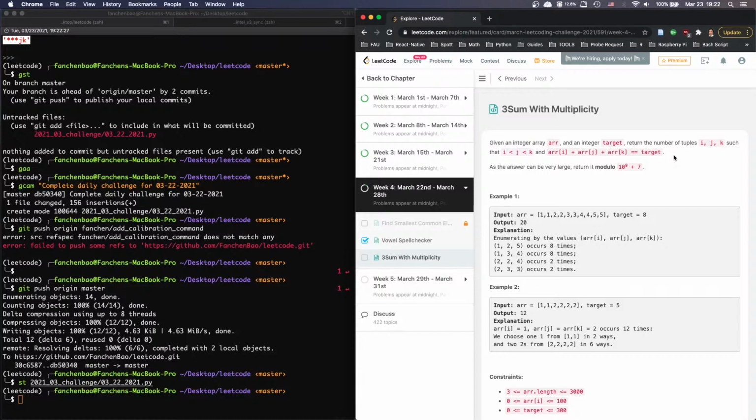So 1, 2, 5 is good. So we're going to look at 1. How many 1s do we have? We have 2 1s, so it's 2. I have 2 2s, 2 times 2, and then 2, so that's 8 different combinations.